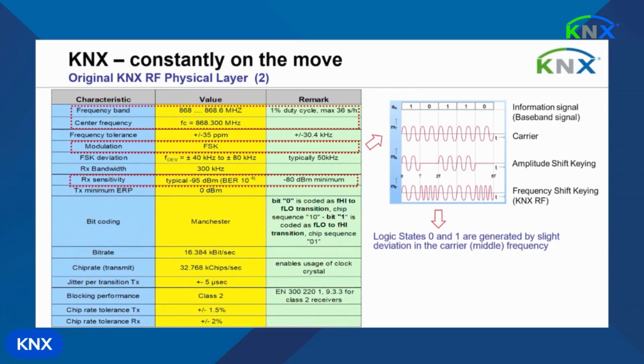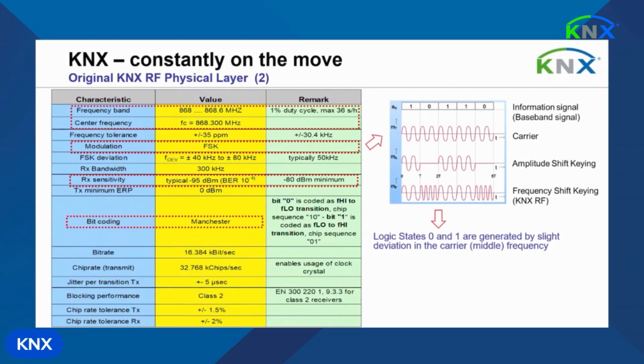The RX sensitivity, so how sensitive should a device be to the reception of wireless signals? This is typically minus 95 dBm, so that is pretty low. And the minimum is minus 80 dBm. That means that devices that are apart should still be able to receive this kind of signal strength.